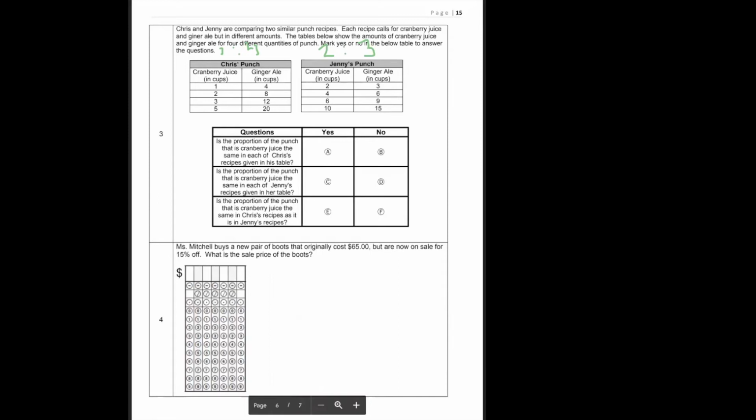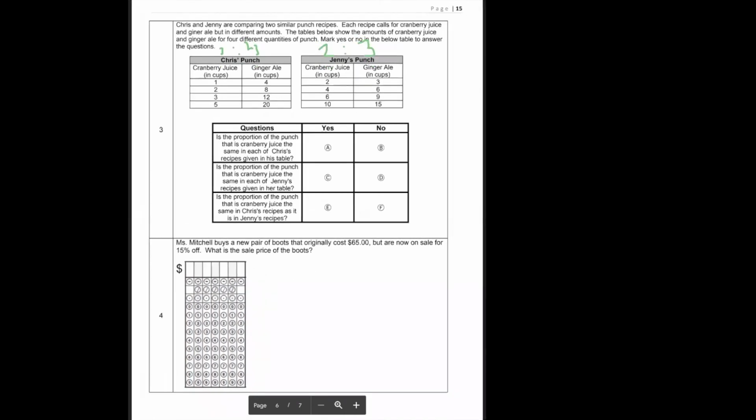So let's see what the first question says. We're marking yes or no in the tables to see if they're true. So it says, is the proportion of the punch that is cranberry juice the same in each of Chris's given recipes in the table? So in order to do this, again, it's kind of noticing the relationship and seeing if it's going to be the same ratio. So it looks like the fraction will always be 1/4. That's what I'm noticing.